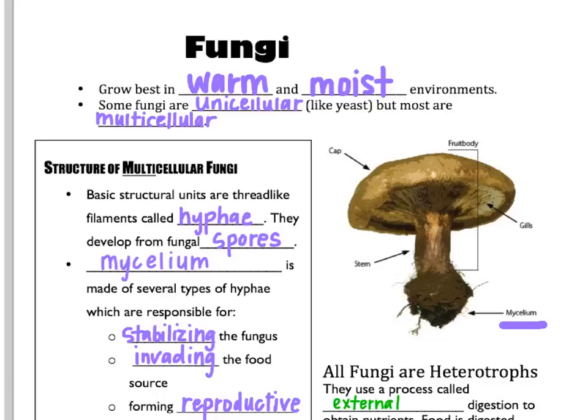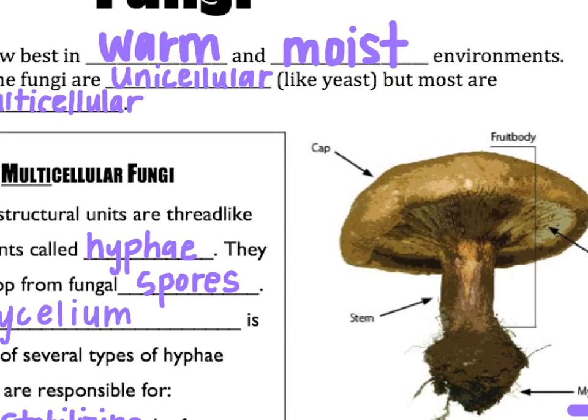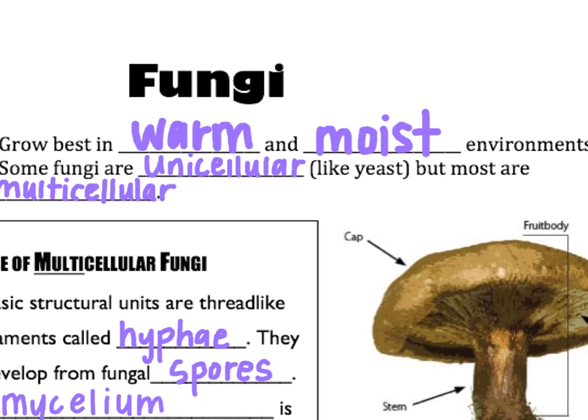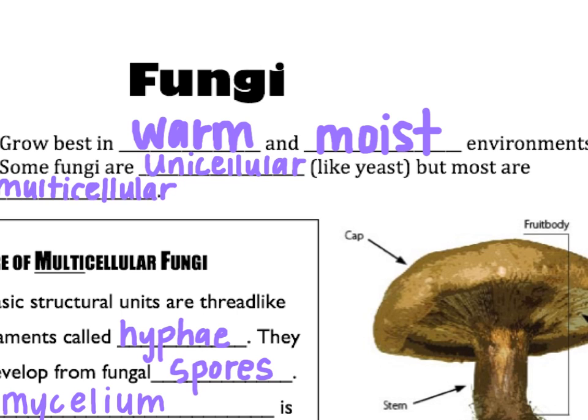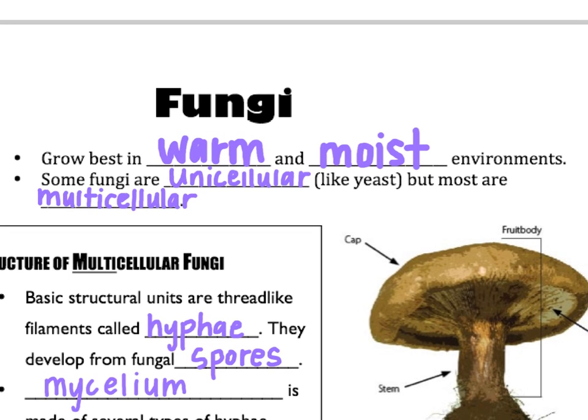Fungi, just like bacteria, like to grow in warm and moist environments. That's where they grow best. That's why you'll see mushrooms growing under the cover of leaves and things where it's moist and warm. Now, most fungi are multicellular, however, some of them are unicellular.